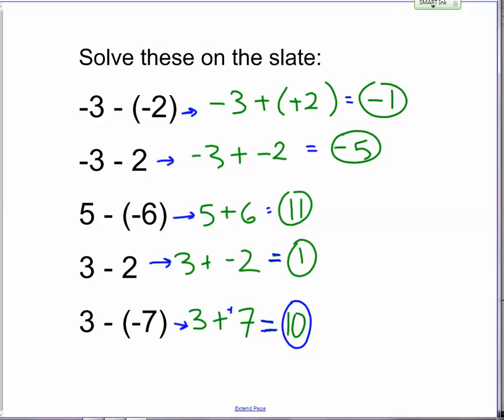And then we practiced some on your slates without the tiles. So negative 3 minus a negative 2 became negative 3 plus 2, which is negative 1. Negative 3 minus 2 became negative 3 plus the opposite of 2, which is negative 2. Negative 3 and negative 2 is negative 5. 5 minus a negative 6, we add the opposite. So that becomes 5 plus 6, which is 11. 3 minus 2, we add the opposite. That becomes 3 plus a negative 2, which is 1. And 3 minus a negative 7, we add its opposite, and that becomes 3 plus 7, which is 10.